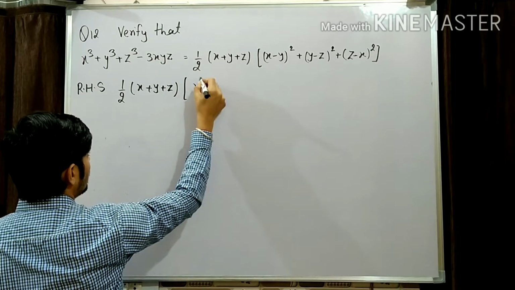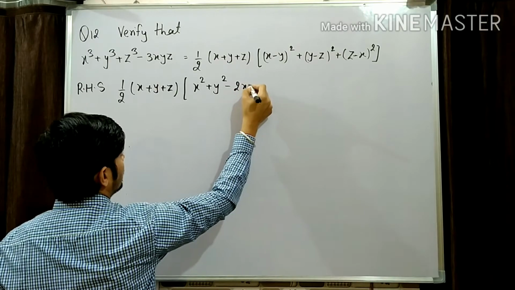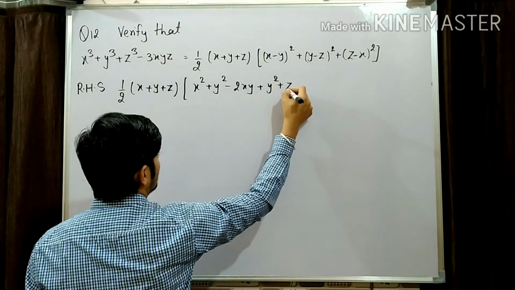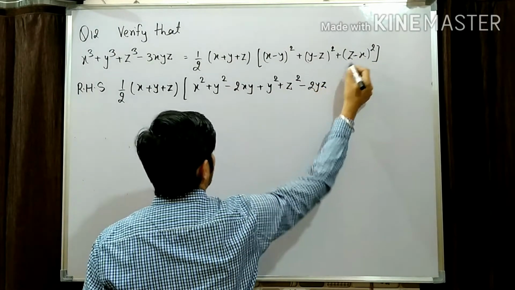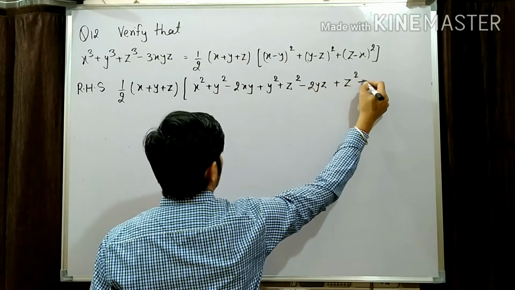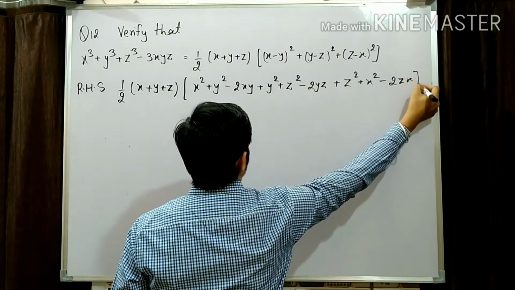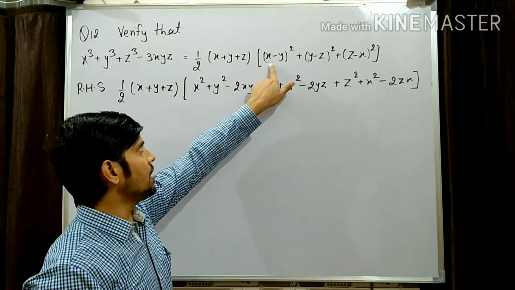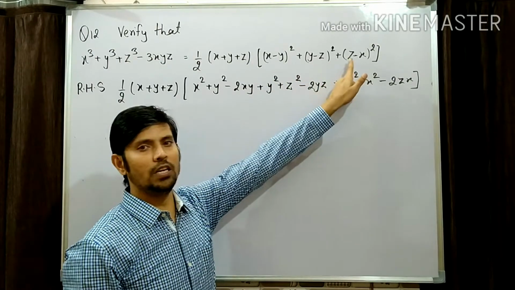This is a square plus b square minus 2ab. Similarly here, a square plus b square minus 2ab. Similarly here, a square plus b square minus 2ab. So what I did here, I have used the identity a minus b whole square here, a minus b whole square here, and similarly here.